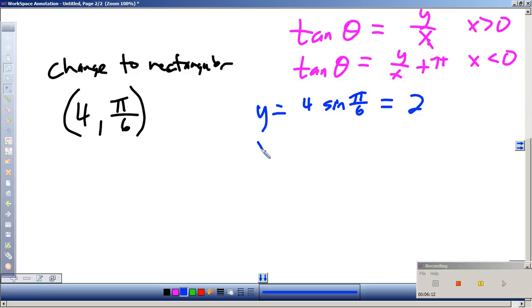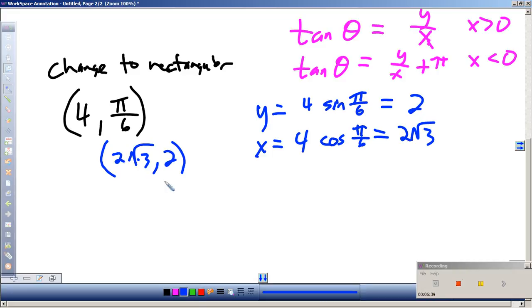Okay, x. What's that going to be? 4 cosine of pi over 6. What's cosine of pi over 6? Root 3 over 2 times 4 gives us, so the coordinate would be 2 square root 3, 2.